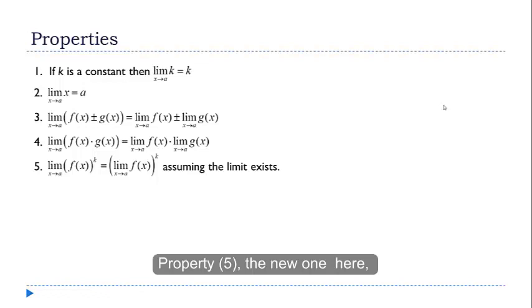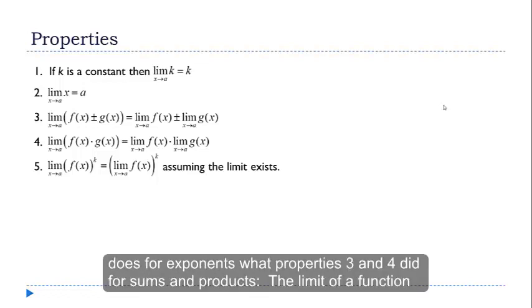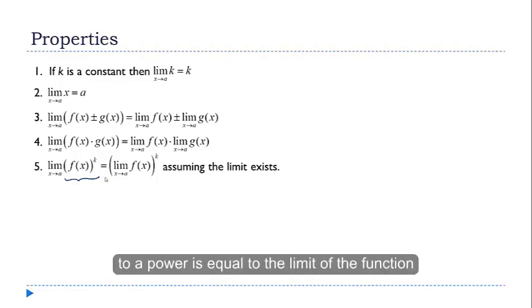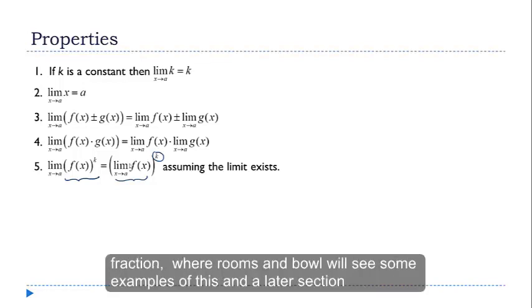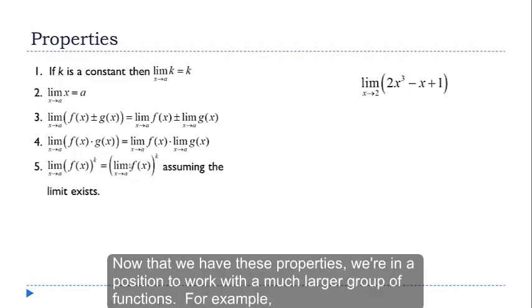Property 5, the new one here, does for exponents what properties 3 and 4 did for sums and products. The limit of a function to a power is equal to the limit of the function raised to the power. With one warning, both limits have to exist. You can run into a little trouble, for example, when the exponent is a fraction. That is when you're working with things like square roots, and we'll see some examples of this in a later lecture.